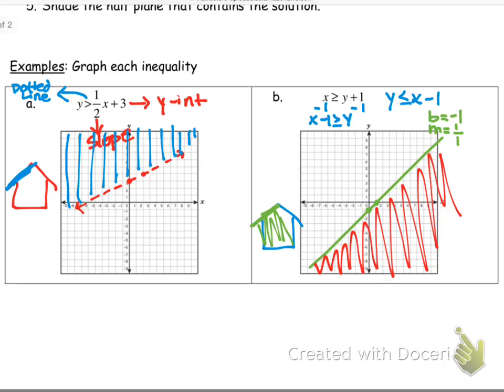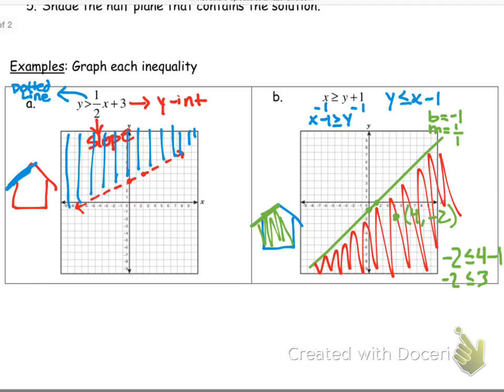So you can actually go ahead and test. Let's say we wanted to see what about this point right here, (4, -2). If you plug that into your inequality, then you would have -2 is less than or equal to 4 minus 1, and -2 is less than or equal to 3. Now that's obviously, again, very true.